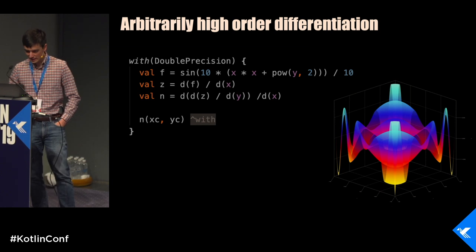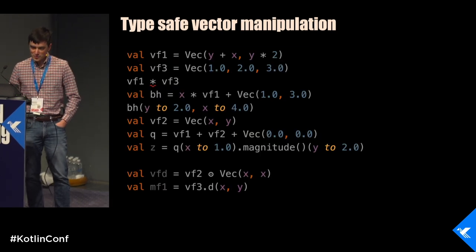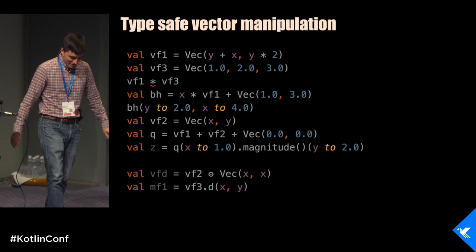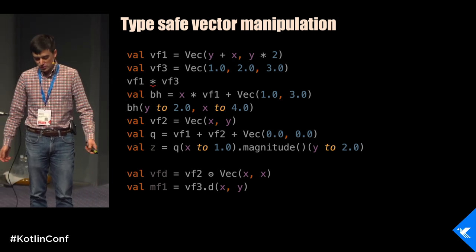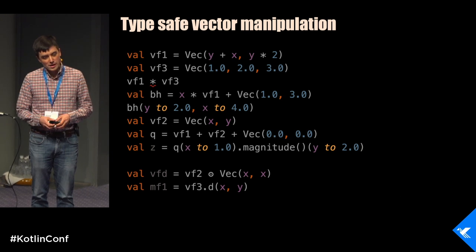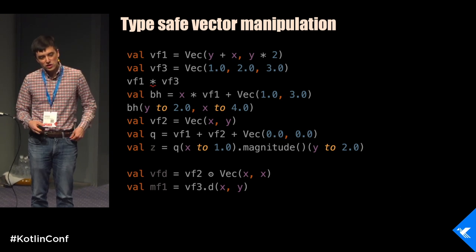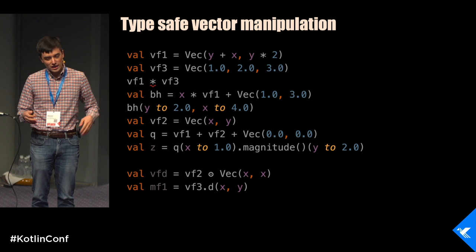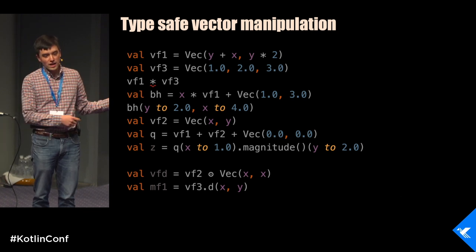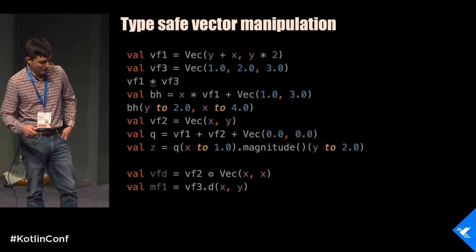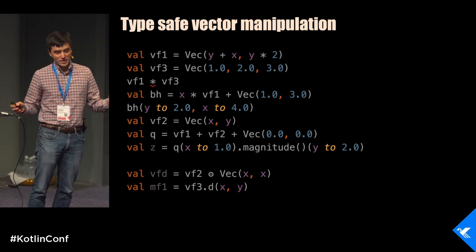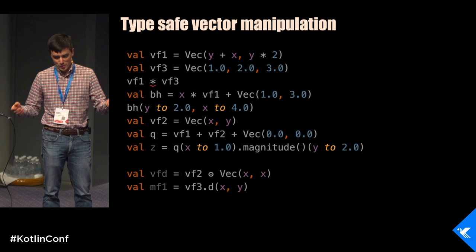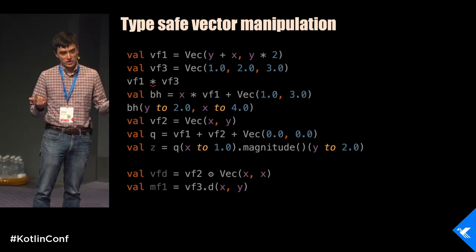Or 3D. So a nice thing about type-safe languages, as opposed to those that just do everything at runtime, is that we have a compiler, and so we can check whether certain operators are valid on the operands that they receive. So for vectors, if you're doing a product, you want the length to match.